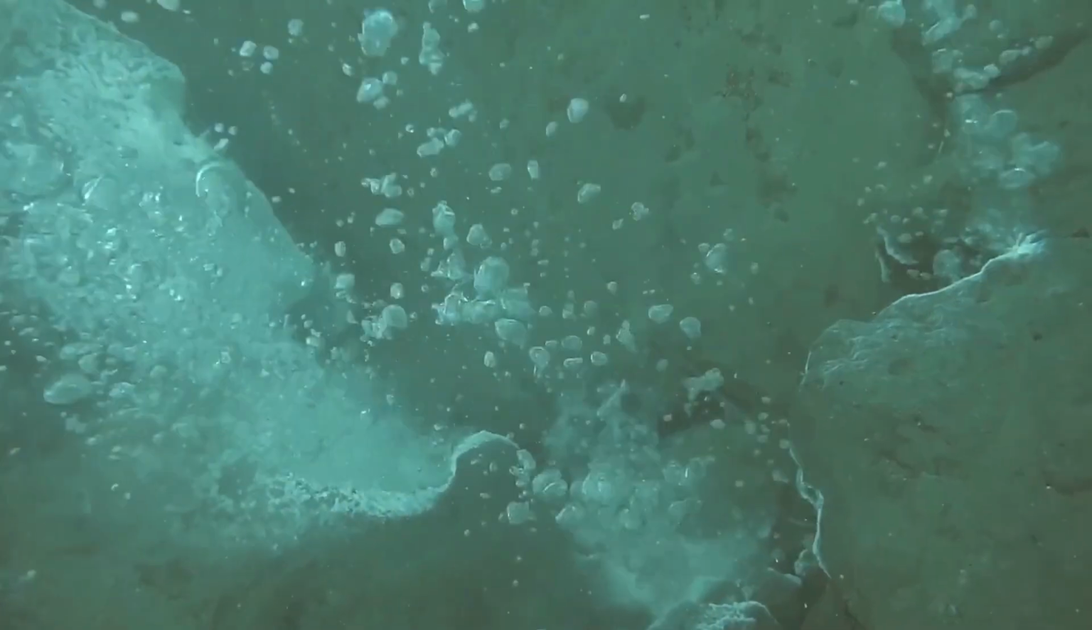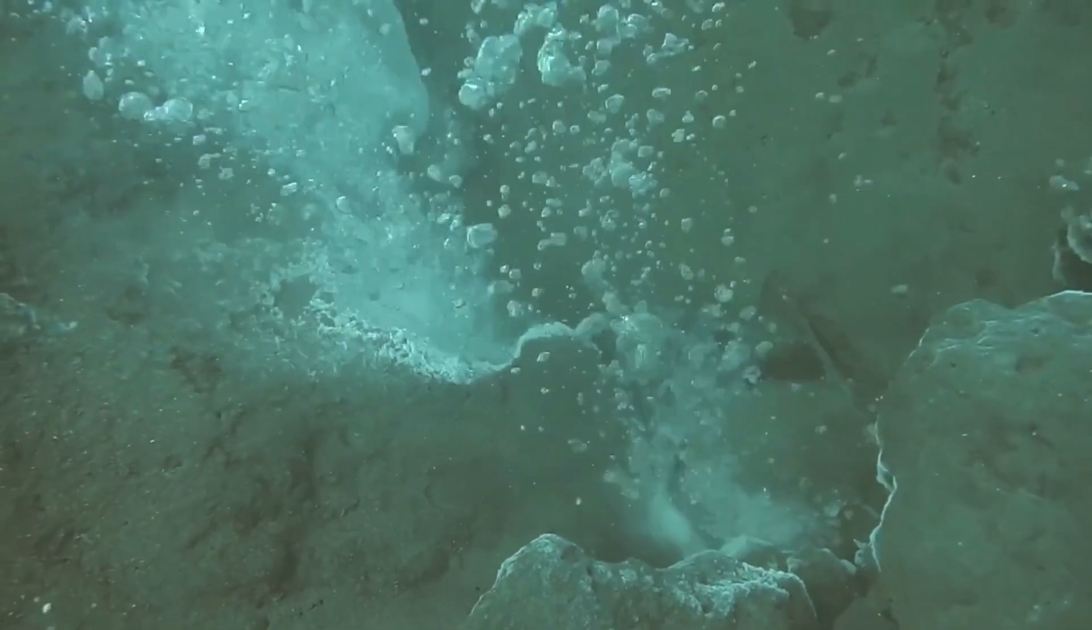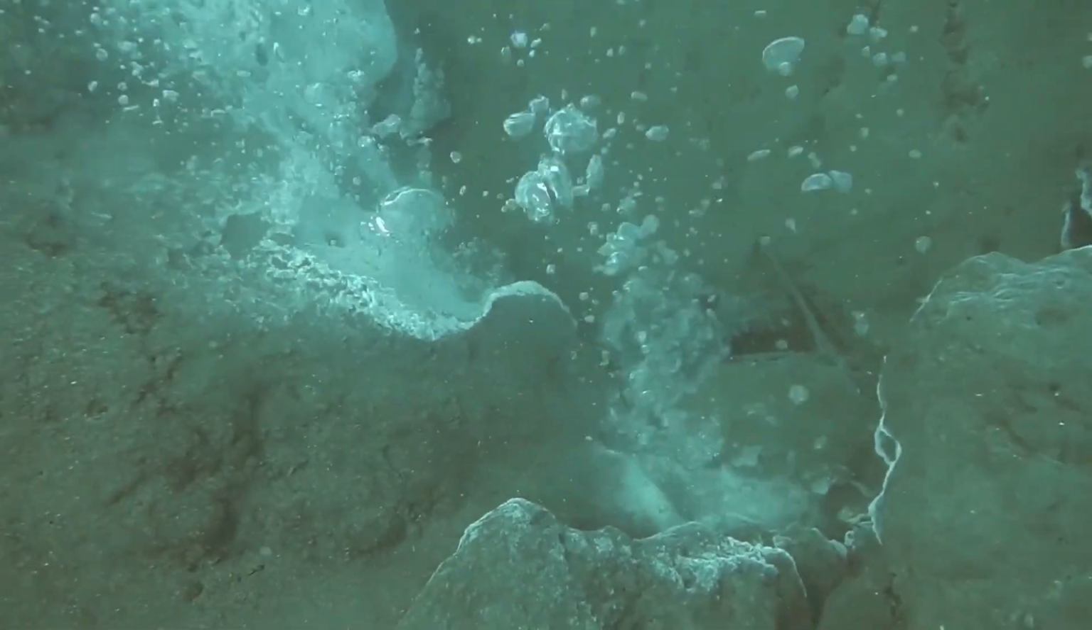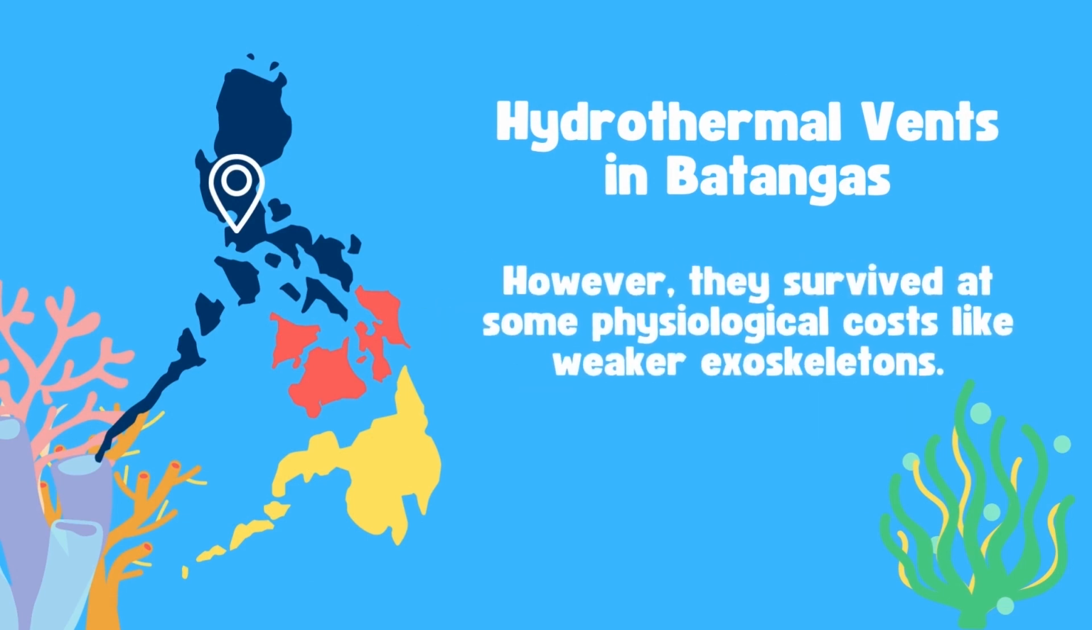Another study looked at shallow vent habitats in Batangas. Hydrothermal vents are a natural source of carbon dioxide. Even though there are some corals that were able to survive the low pH conditions, the researchers suspect they only did so with physiological causes like weakened exoskeletons.